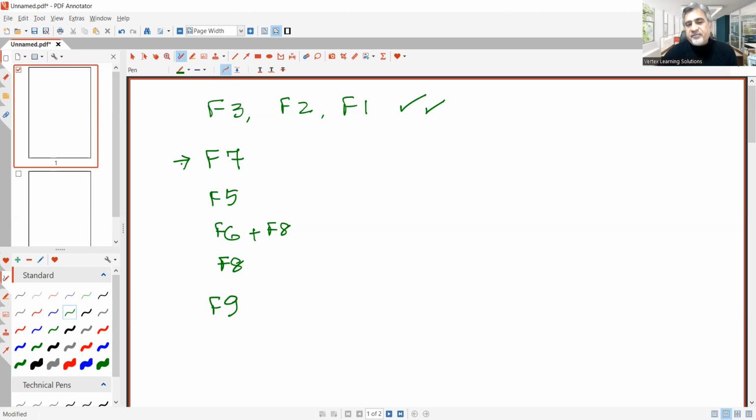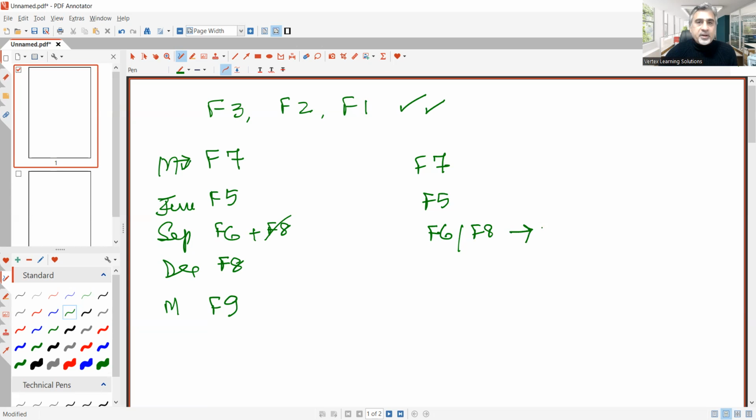So in any case, the first exam session, if you're doing it in March, the second comes in June, then the third in September. And if you are taking one paper at a time, this is December, and this is the next March. But the order is F7 first, second should be F5, third place is F6, or maybe F8, or if you are committed and have time, you can do F6 plus F8, whatever you may choose. And F9 should be your last exam paper.